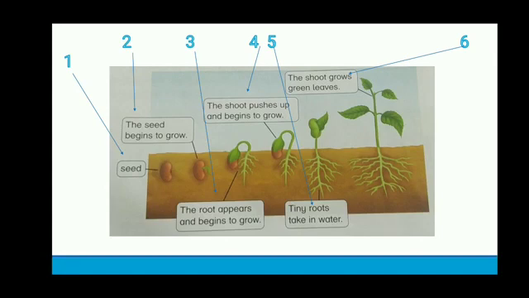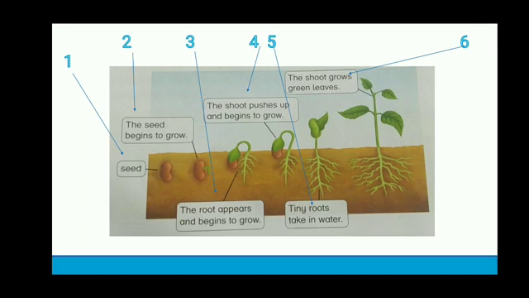So class, you can see that there is a seed in the soil. You can see that in point 1, there is a seed in the soil. In step 2, we can see that the seed begins to grow. We can clearly see the green part. In third step, we can see that the roots appear and begin to grow. We can see the tiny green hair of roots. In fourth step, we can see that the shoot pushes up and begins to grow.